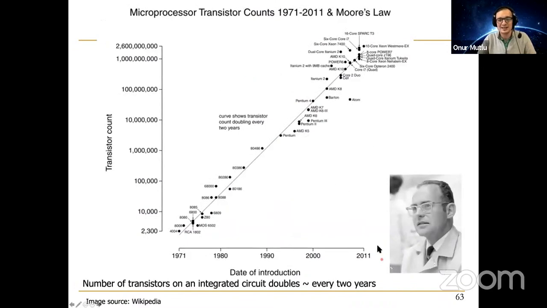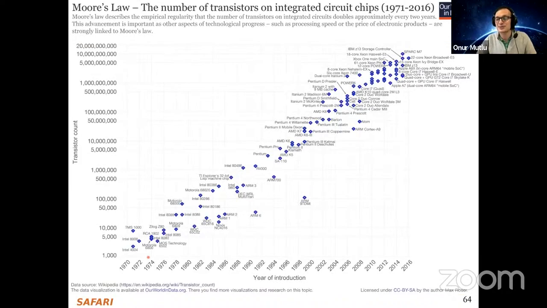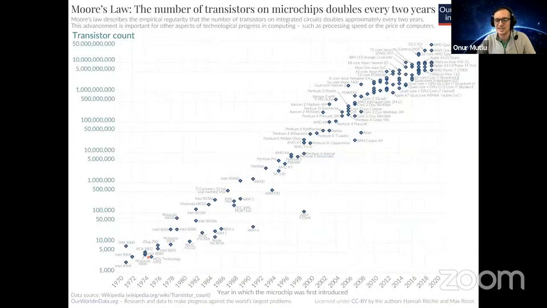This is 2011. And you can see that the curve is quite exponential because this is a logarithmic scale over here. And that's Gordon Moore. And you can fit the curve that he had over here and you can see something similar. This is 2016. And actually this is more recent that I pulled up from 2020.